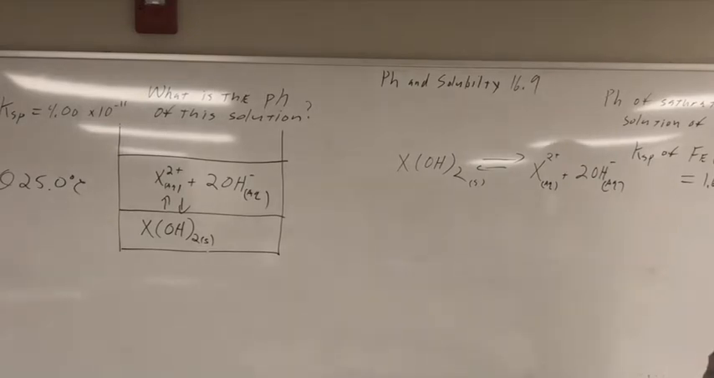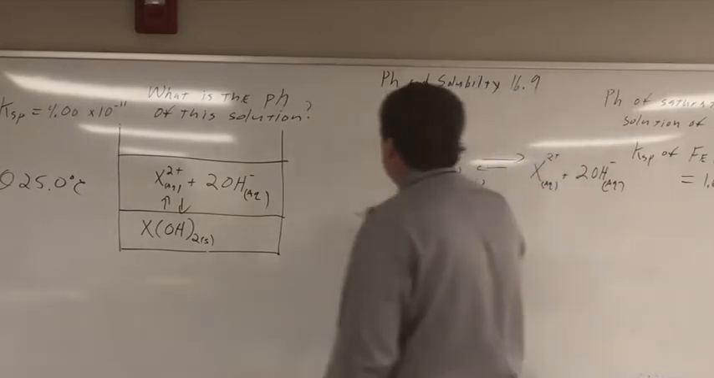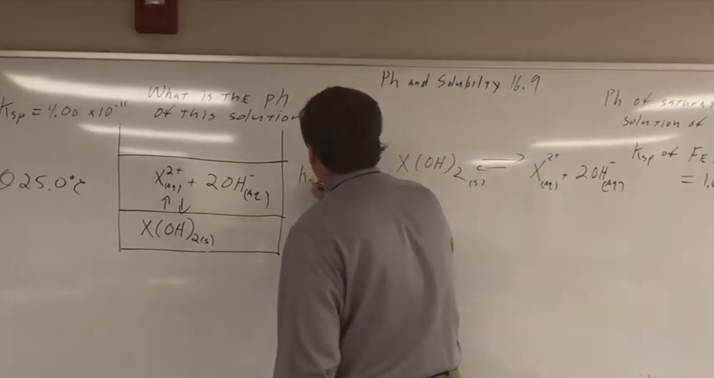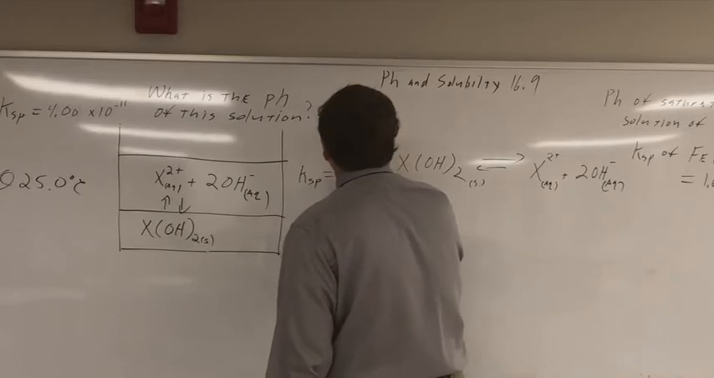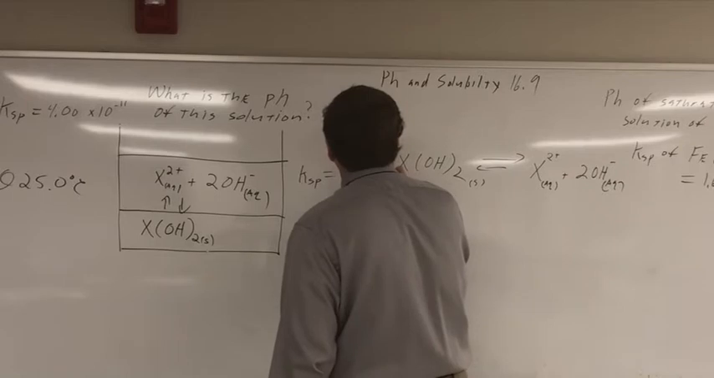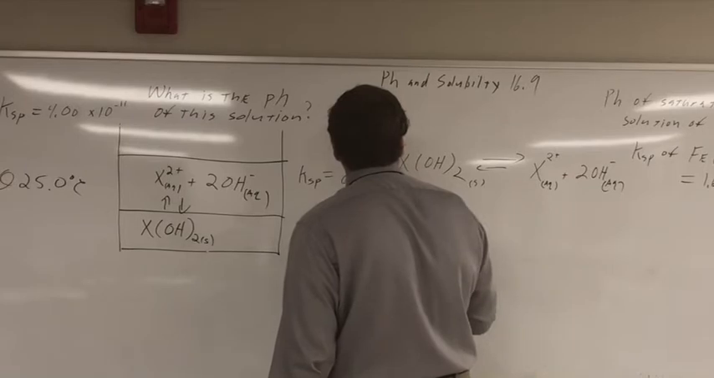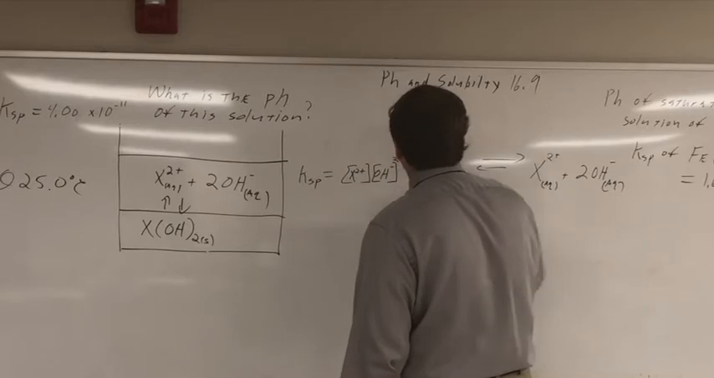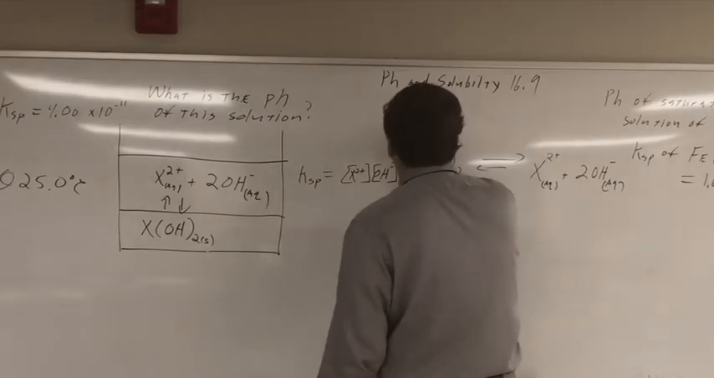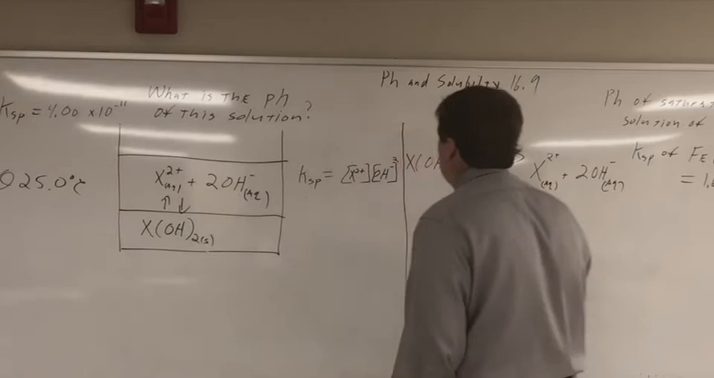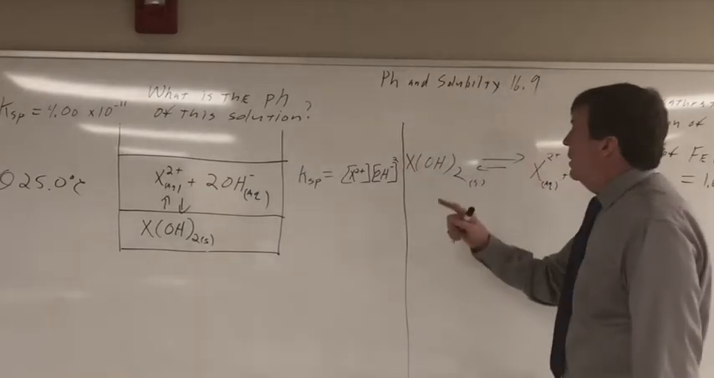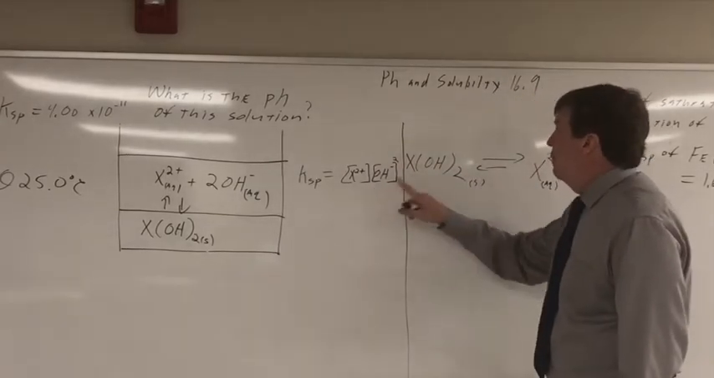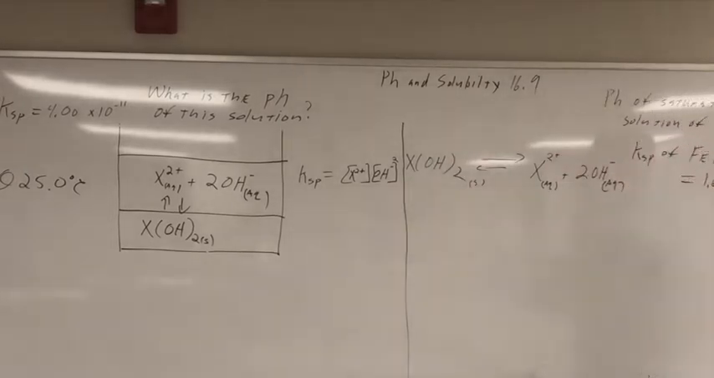Well, the first thing is let's write the Ksp expression here. So this is Ksp equals concentration X2+, concentration OH minus. Don't forget to square that. And let me push this over just a little bit. And we'll separate it. There we go. So there's the Ksp expression for this situation.